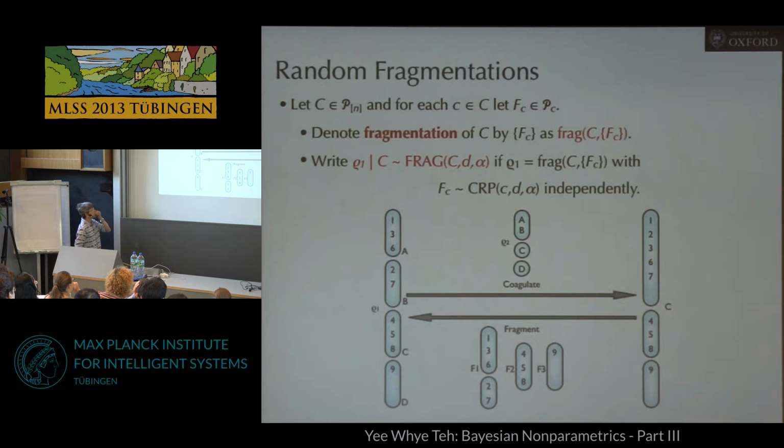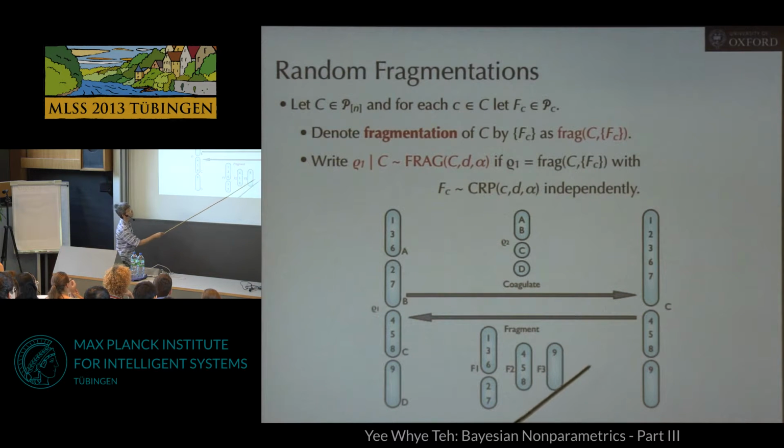Okay. So how can we construct random fragmentations? I'll start off with fragmentations. So let's say that we have a partition already. What we'd like to do is to describe a random fragmentation of this partition. And basically, the way we're going to do this is that for every cluster in here, we're going to draw independently from a Chinese restaurant process, a 2-parameter Chinese restaurant process, where the elements of the Chinese restaurant process are basically the customers in that table, okay, in that cluster.